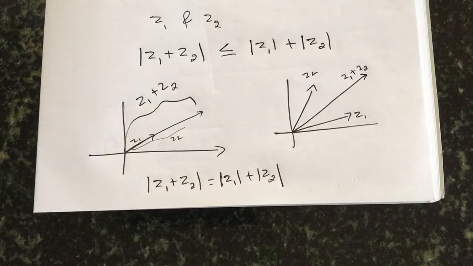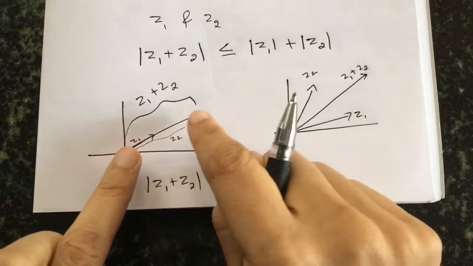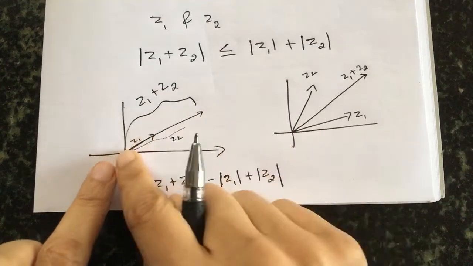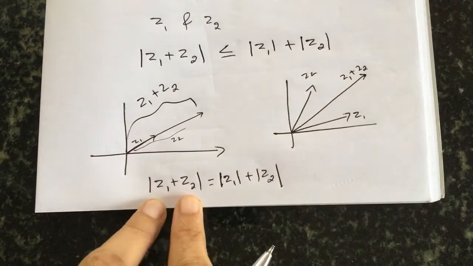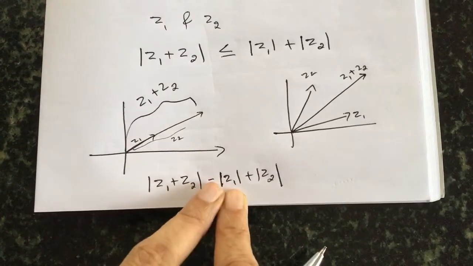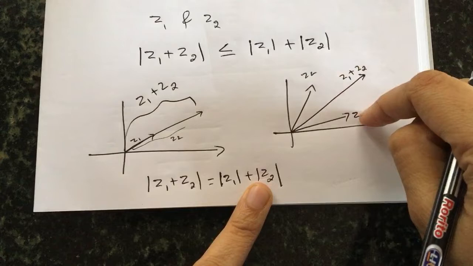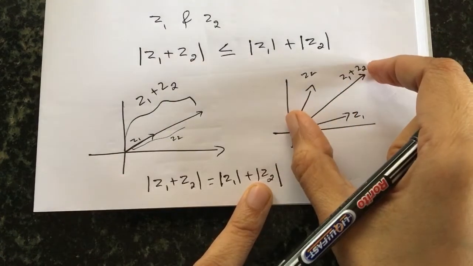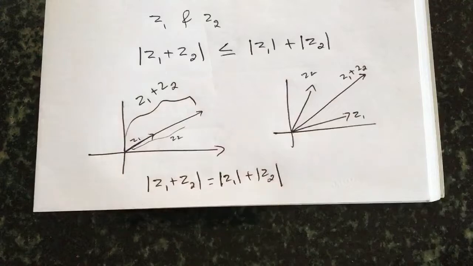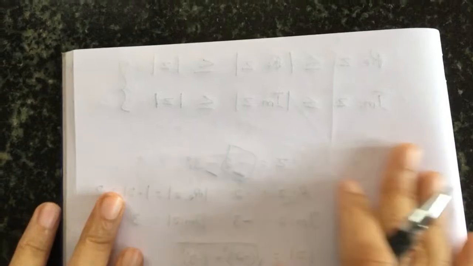Hope it is clear. Suppose 0, z1 and z2 are collinear. In that case, mod z1 plus z2 will be equal to mod z1 plus mod z2. If they are not collinear, if they are different, then mod z1 plus z2 will be less than the individual sum of mod z1 and mod z2. I can explain this with an example.